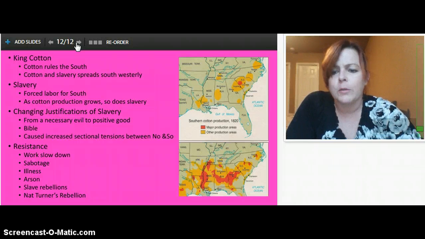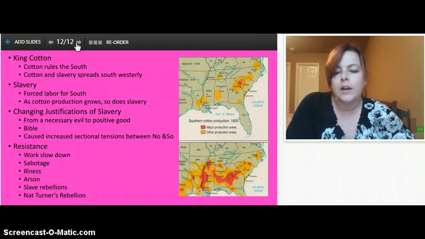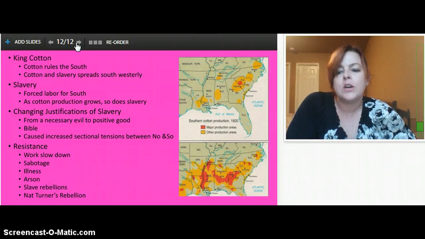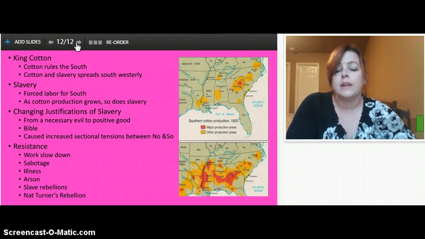Okay, King Cotton is basically cotton spreading throughout the South. It's going kind of southwesterly, and of course, as cotton grows, so does slavery, right? And this is the South's way of life. Now, one thing to know is we're changing our justification of slavery from it's a necessary evil to it's a positive good, that slaves are being taken well care of, right? And one of the biggest things that shows us that it's not a positive good is going to be the slave rebellions, right? And the slave uprisings and how slaves will resist this.